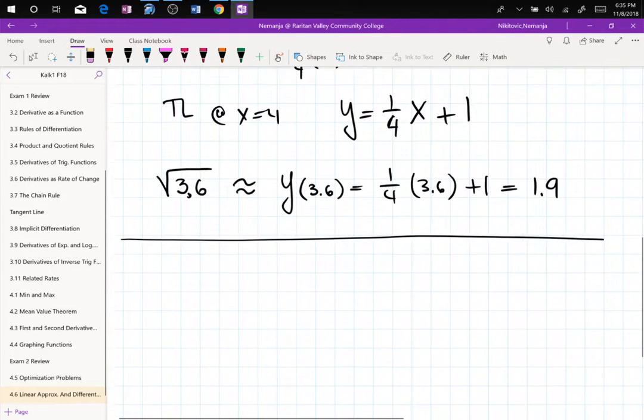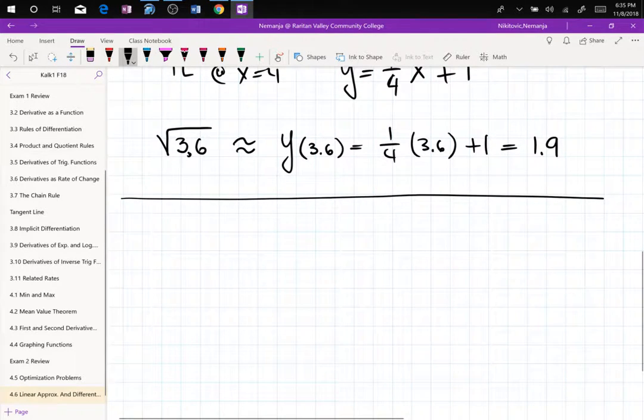So let's work on another example. Let's say ln 3.